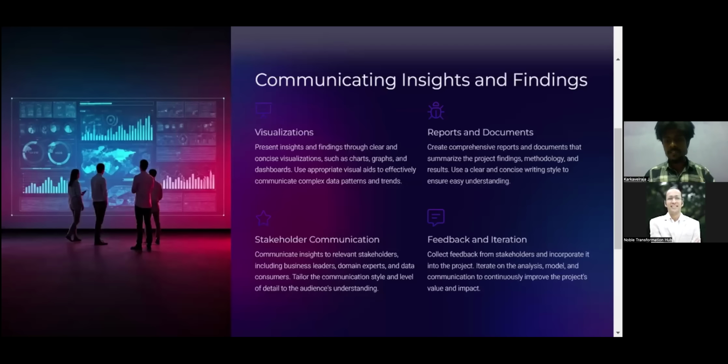Okay, finally, feedback and iterations. Collect feedback from the stakeholders and incorporate it into the project. Iterate on the analysis and model, and communicate the continuous improvement, the project's value and impact. Feedback is a major thing, guys. We can do anything, but it should come from the client. Okay, these are the things that you need to change, so we need to make this change, and next time it should not happen.